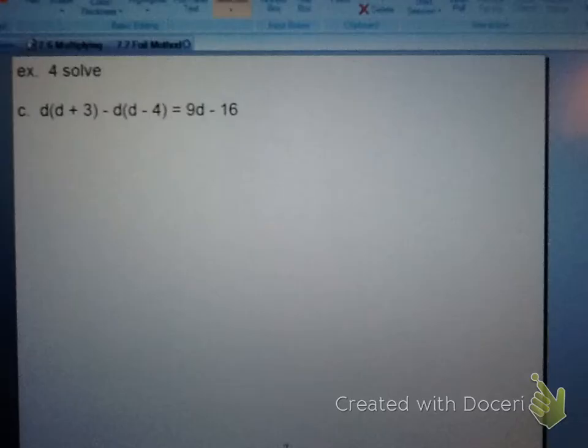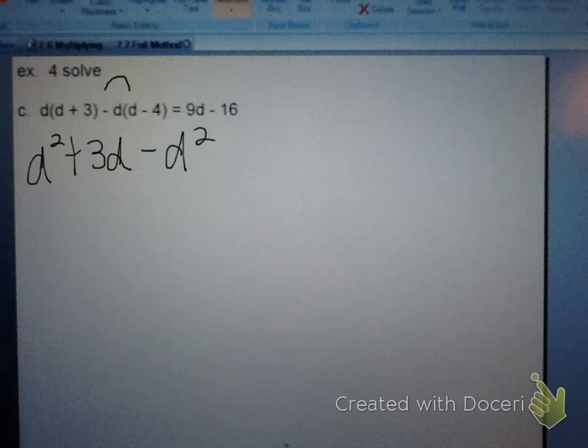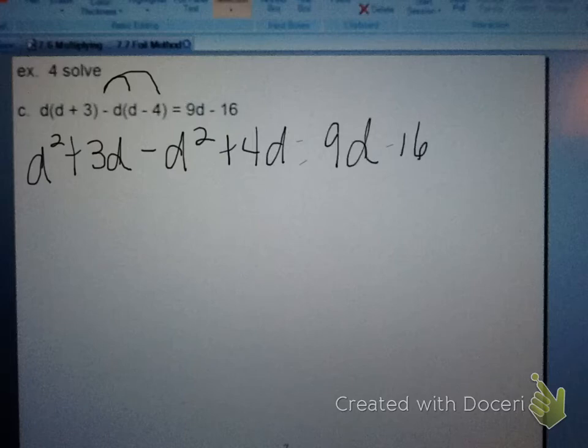Example 4c, I've got to do the distributive property. Now be very careful about the second parentheses. I'm not distributing a d, I am distributing a negative d. Negative d times a negative 4 is a positive 4d. In this instance, d squared and negative d squared, that goes away. So I get 7d is equal to 9d minus 16.